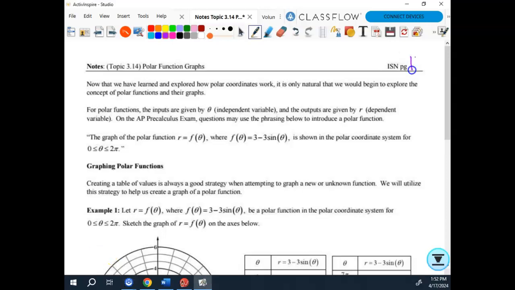Okay, this is going on page 106 when we're done. So yesterday we plotted points in the polar coordinate system and we converted from polar to rectangular and vice versa. So today we're going to look at some of the graphs.